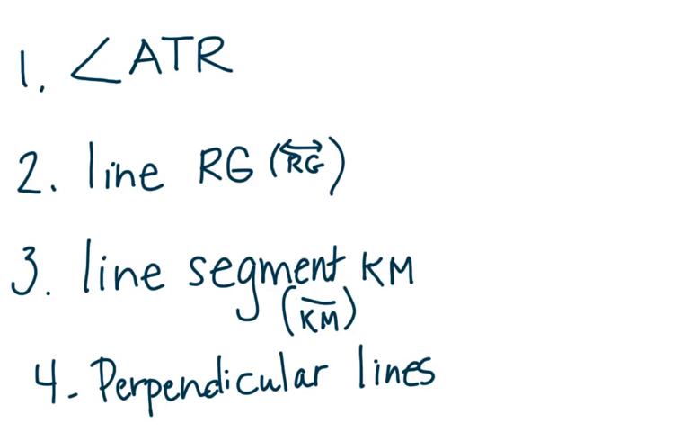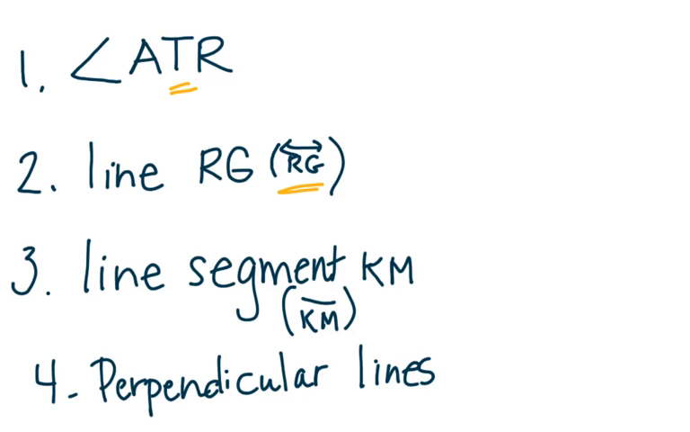Today we're going to again review some drawing of angles, line segments, and perpendicular lines. So please number 1 to 4 on your whiteboard. Number 1, you're going to draw an angle and label it ATR, angle ATR. Doesn't matter if it's acute or obtuse or right, but make sure you're careful with labeling. Number 2, draw a line RG. Here's a bit of a clue right there.